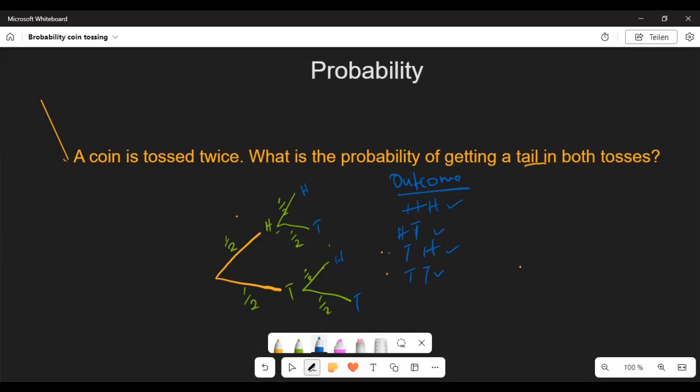So now they're asking, what's the probability of getting a tail in both tosses? So that means we just want to look at where every toss that we tossed, there was only a tail. So this is our main focus. What's the probability that when we did the first tossing, we got a tail, and on the other one, we also got a tail in both tosses?